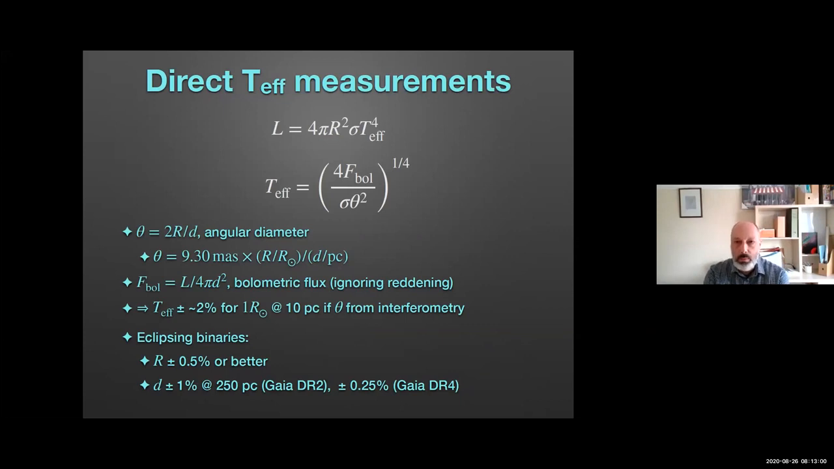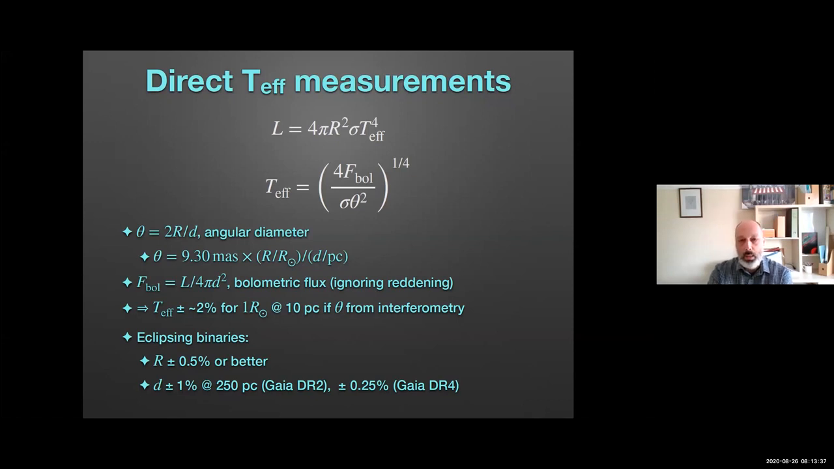Just to go over quickly where this uncertainty originates. I'm starting here, going right back to basics, with the definition of effective temperature at the top, in terms of the Stefan-Boltzmann law and the luminosity of the star. Then you divide both sides by 4 pi times the distance squared to get an expression for the effective temperature in terms of the bolometric flux, the integrated flux at the top of the Earth's atmosphere, and the angular diameter. These angular diameters for direct effective temperature measurements come almost exclusively currently from interferometry, which is hard.